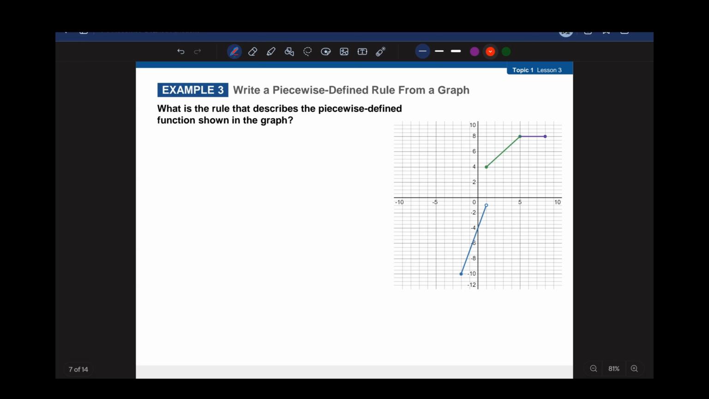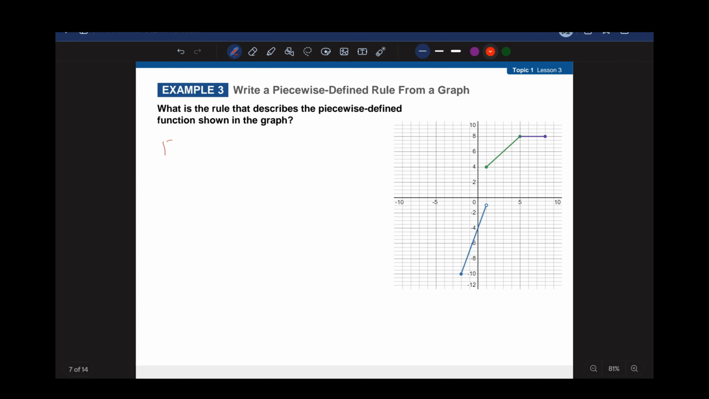All right, so we are supposed to write a rule that describes this piecewise defined function. So we have 3 pieces. All of them are lines. So I have one line here, one line here, one line here. So these are equations that literally are slanted. So these are linear. This one is constant. It's just y equals a number. So really the hardest ones are my first 2 pieces.